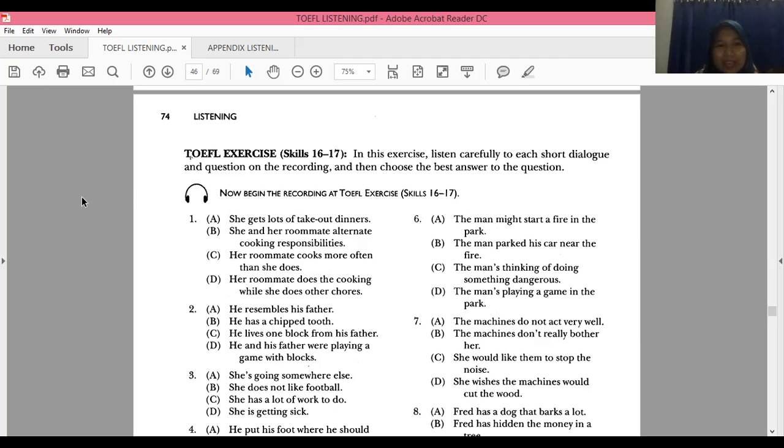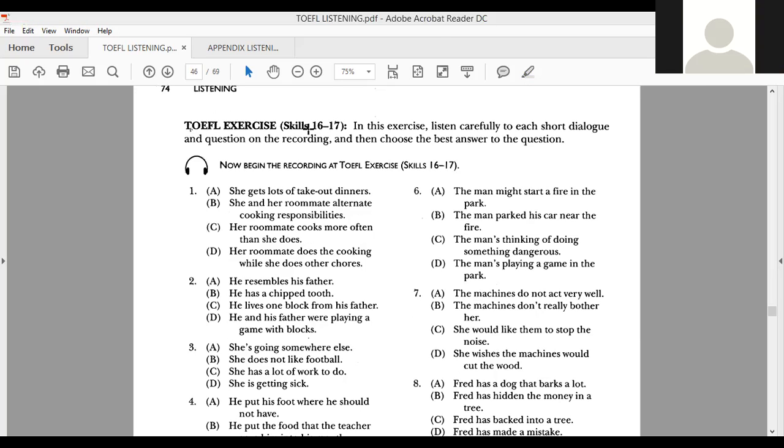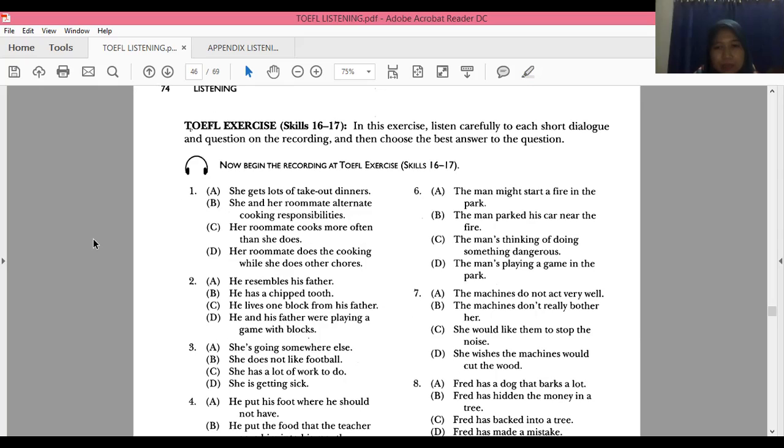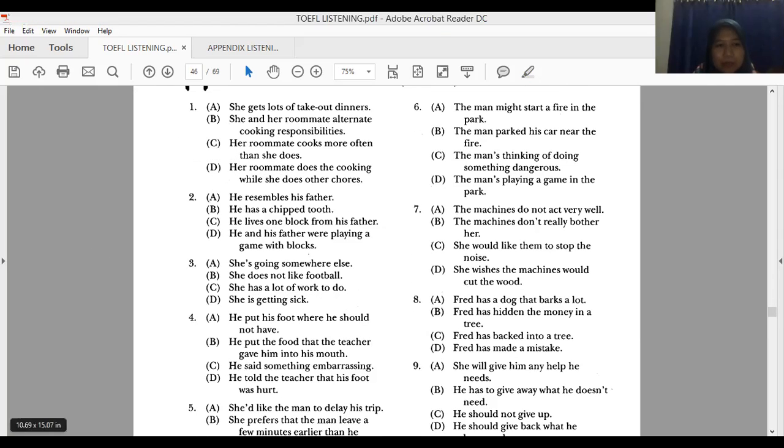Okay, let's do. Listen for idioms. TOEFL exercise 16 and 17. Question? Oh no? If no, let's do this exercise. TOEFL exercise 16 and 17. Tadi yang phrasal verbs, 2 and 3 part verbs, and 17 idiom. Here we go.